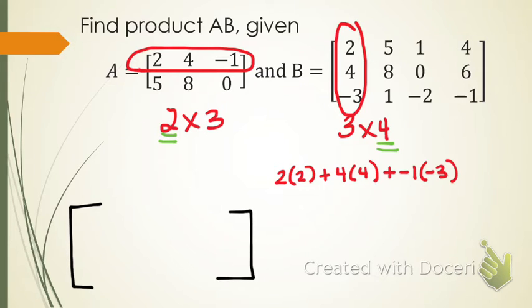And you should get 23. Who got 23 for the first number? Okay, good. So now we're just going to finish out the first row. To find the other 3 numbers in the first row, we're going to continue multiplying the first row, but we're going to just move down and do the other 3 columns of matrix B.